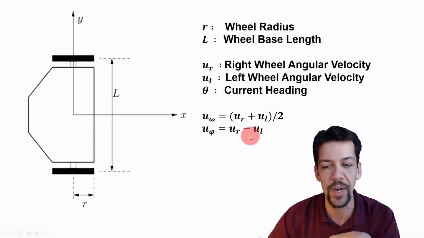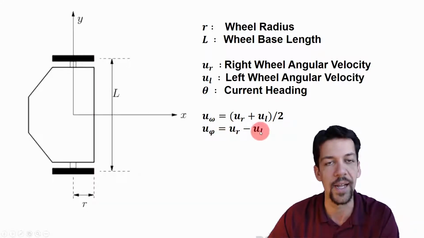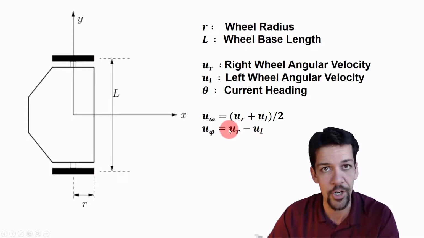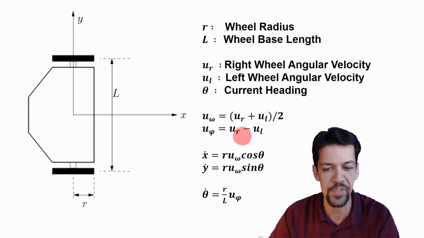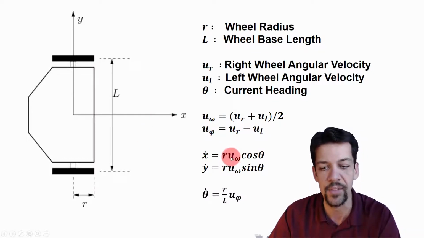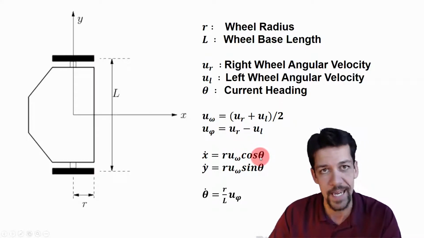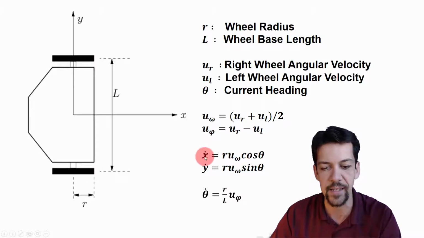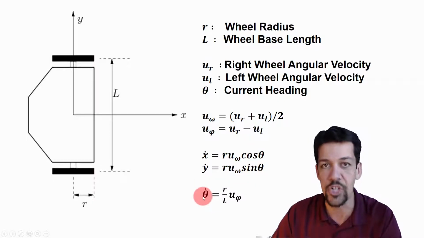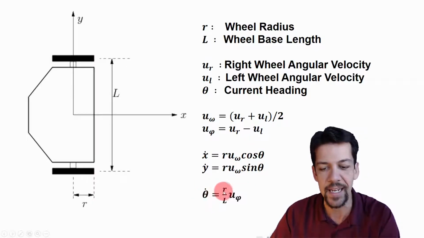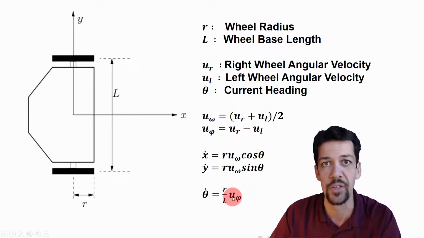We also have the differential angular velocity of each of the wheels, and this will allow us to tell how much the robot should be turning as it's moving. So putting these together, we get the change in x and y positions as the radius times the angular velocity. These are in radians, that's why this works, times the cosine of the current heading of the robot. And that gives us the delta x. Delta y is the same with sine of theta. And then the change in theta, the change in heading, is the radius of the wheels divided by the wheelbase times the differential angular velocity.